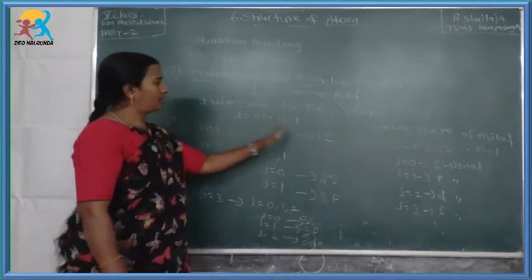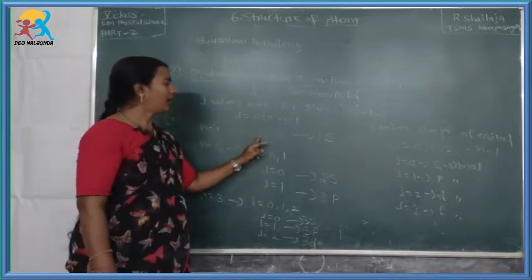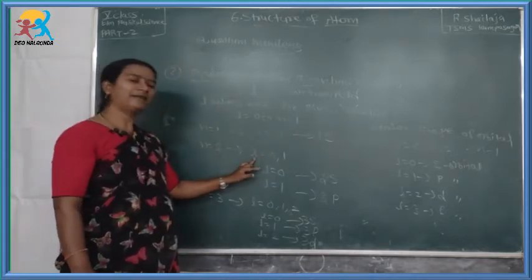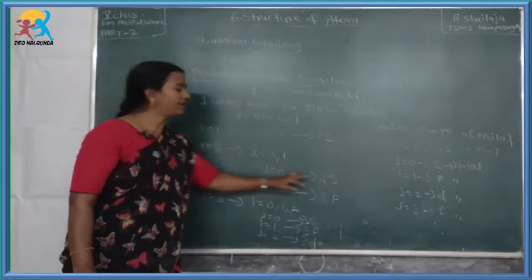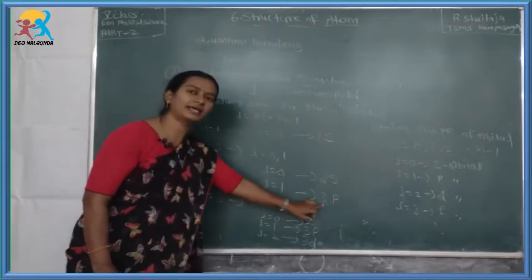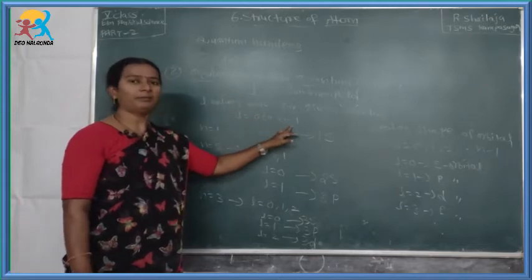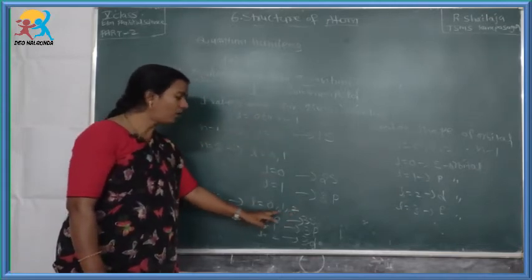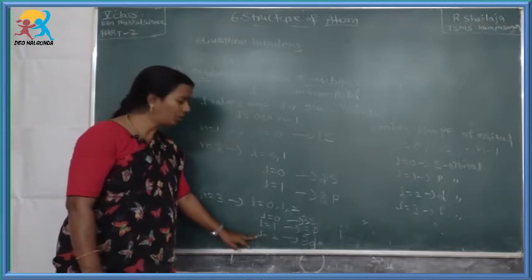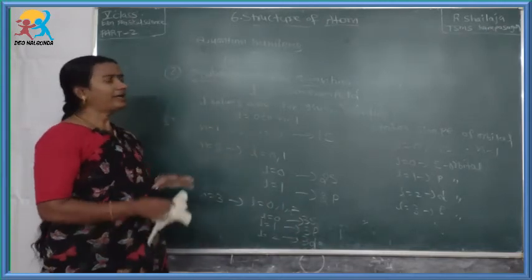So for given n values, how many L values are there? For n equals 1, L equals 0, that is 1 minus 1, so only one L value. That is 1s. For n equals 2, L has 2 values, 0 and 1. For 0, S orbital, second shell S orbital means 2s, and L equals 1, P orbital, second shell P orbital is written as 2p. And n equals 3 starts from 0 up to n minus 1. Start from 0 and go up to n minus 1, that is 3 minus 1 means 2, so the last is 2. L equals 0, L equals 1 and L equals 2. L equals 0 means 3s, L equals 1 means 3p, and L equals 2 means 3d. So the angular momentum quantum number is done.